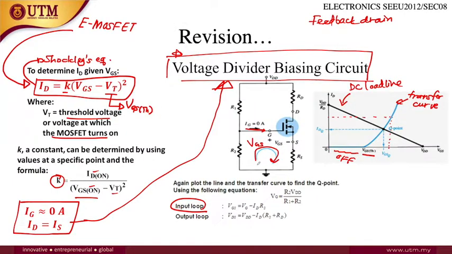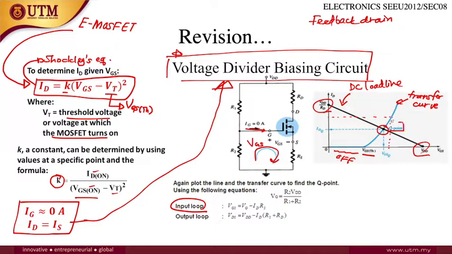To solve this, we also need to use Thevenin's theorem, so please refer to the previous class lesson. From this input loop, you can get the y-intercept value and also the x-intercept value. Once you plot this DC load line, you can find there is a cross section between the DC load line and the transfer curve.